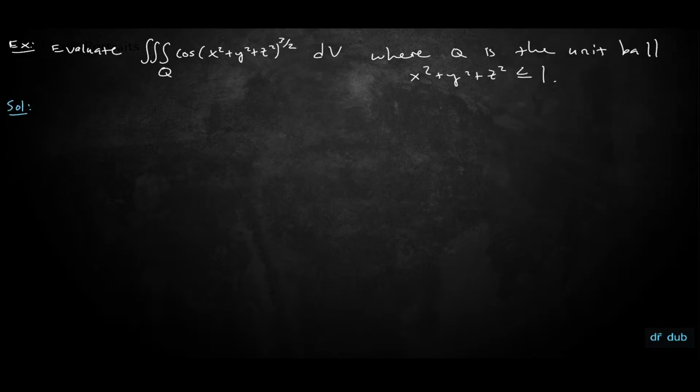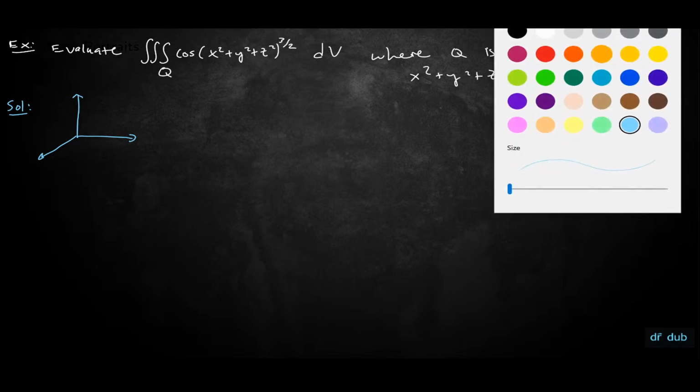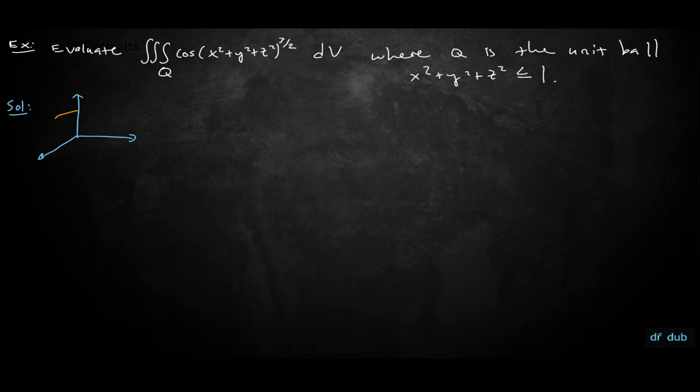So, solution. Draw the solid Q, even though here it's pretty easy to visualize. It's just a ball centered at the origin of radius 1. So not too hard to figure out the bounds for rho. Rho goes from 0 to 1. Theta is going all the way around, 0 to 2 pi. Phi goes from 0 to pi.